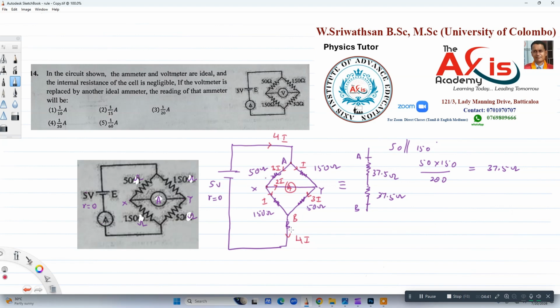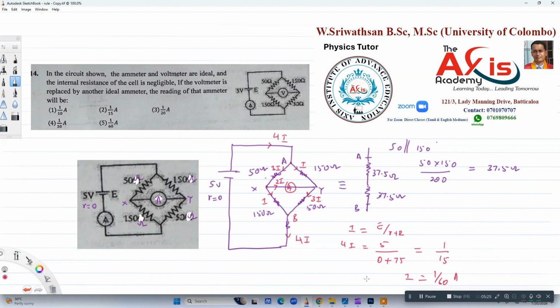We can find the current in the circuit. I is equal to total electromotive force over the total resistance. So 4I is equal to electromotive force 5, internal resistance is 0, total resistance in this network is 37.5 plus 37.5, that is 75. That will be 1 over 15. Therefore, we have to divide this by 4, so I will be 1 over 60 ampere.